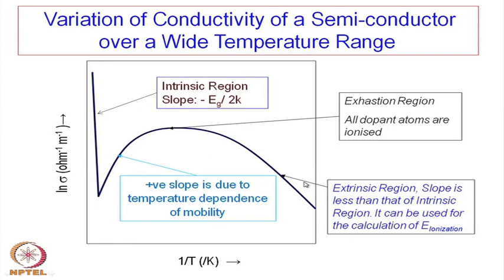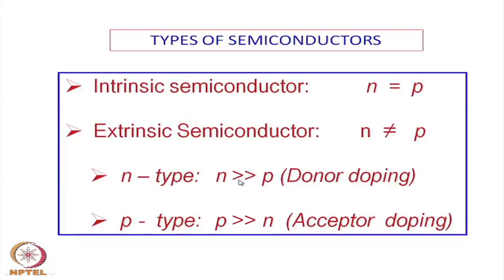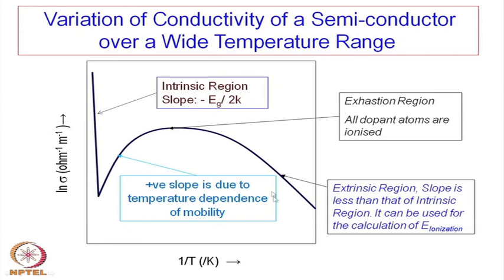We have seen that the extrinsic semiconductor has a much lower slope, because it is not E_g by 2k, it is E_i by 2k. Here the conduction process, or the electron transfer, is basically taking place between these two points, this valence band and this energy level. So, the conduction process is relatively easy, because the activation barrier, or the energy required for the excitation or transfer, is much smaller compared to E_g. E_g is much larger here, and this is much smaller. So, that is what gets reflected in this curve: this slope is much smaller than this slope.